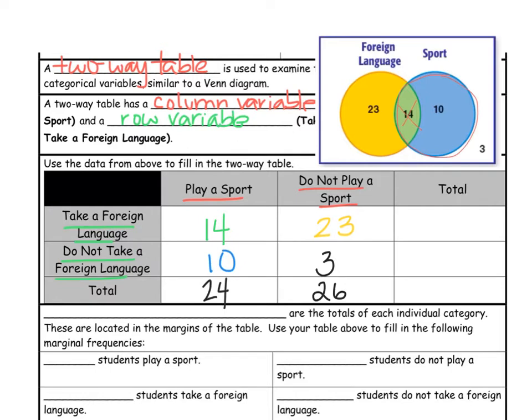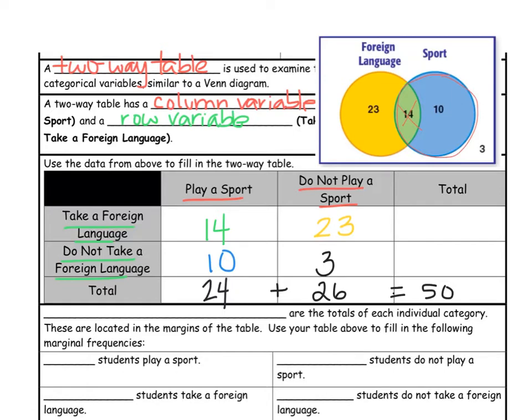And if you remember in the original description of that Venn diagram, there was a total of 50 students that were surveyed, and 24 plus 26 equals 50. So the total of the rows, or the total of the columns, has to equal 50.